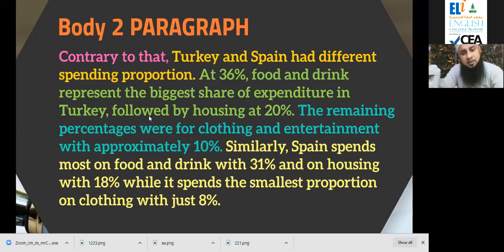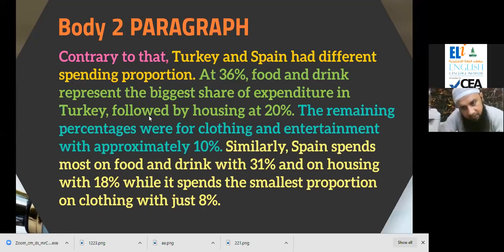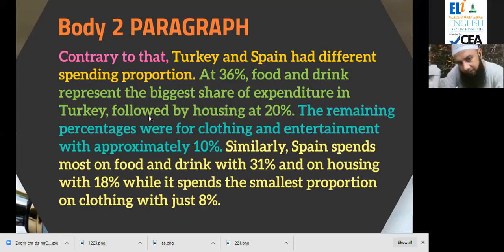Then the remaining percentages were for clothing and entertainment, with approximately 10, close to 10. It could be 9, 11, or 8. So you don't have to state them all together, just a general idea. Similarly, Spain spent most on food and drink with 31%, and housing with 18, while it spent the smallest proportion on clothing with just 8%. Wow, this is done. You told everything about the table.